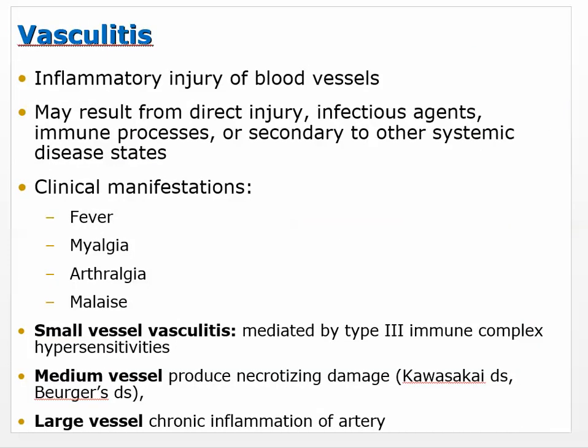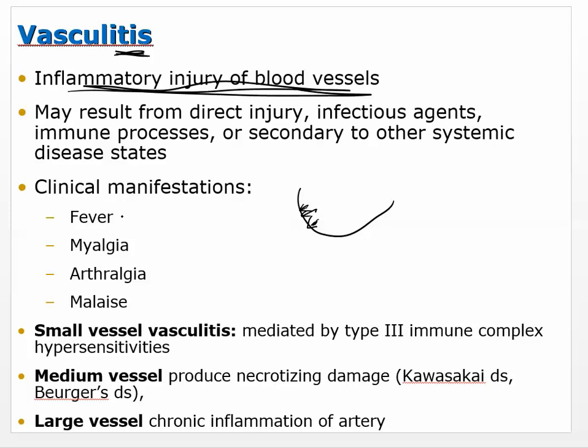Okay, so vasculitis. Vasculitis is not as specific as atherosclerosis, but it's an inflammatory injury of blood vessels. Okay, so itis means inflammation, and vascular refers to blood vessels, so that kind of makes sense. May result from direct injury, infectious agents, immune processes, pretty much anything that comes down and damages or affects the vessel wall. Okay, so that's going to be a vasculitis. Could be secondary to other systemic disease states, so some other disease may result in damage to the vessel wall.